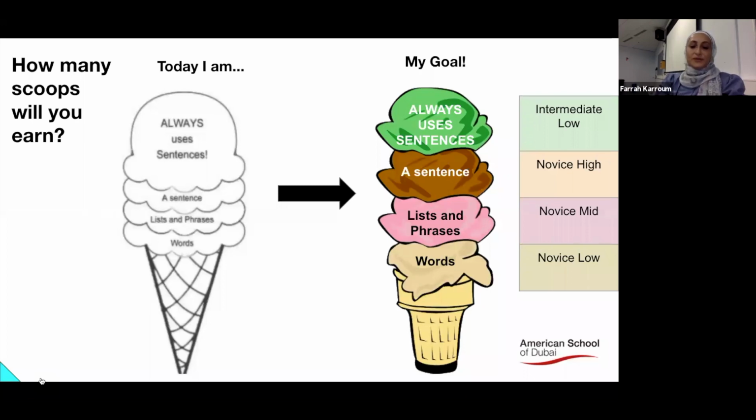So, for example, this simple ice cream cone that talks about proficiency, the empty one, is shared with the students. They color where they are now and where they want to be. And then each assignment ties to those proficiency levels, and the students are supported with sentence connectors and functions that can help them add up on their cone as they progress in the language.